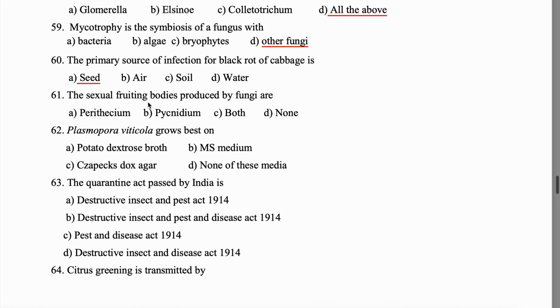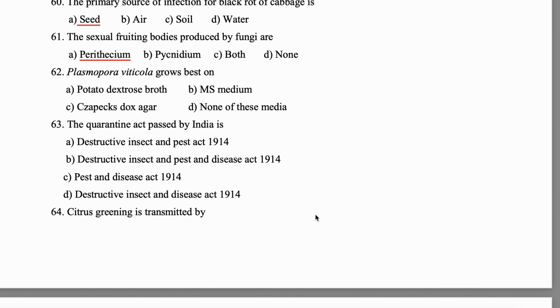61. The sexual fruiting bodies produced by fungi are what? See, both the options are fruiting bodies, but they have asked for the sexual fruiting body. So the answer will be perithecium. Don't get confused because they have given one option called both. The pycnidium here is also a fruiting body, but it is not a sexual fruiting body, right? So the answer will be perithecium.